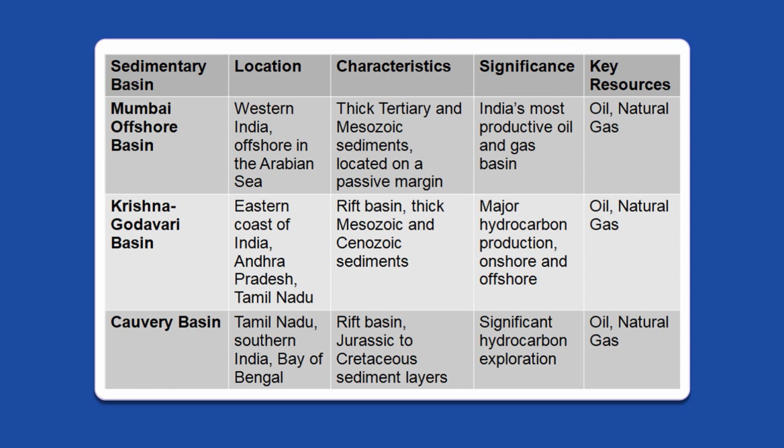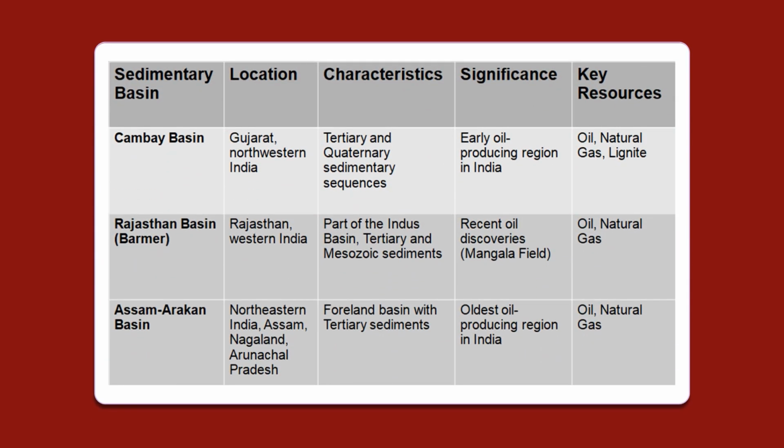Kaveri basin is located in Tamil Nadu, southern India, Bay of Bengal, and its characteristic is that it is a rift basin and has Jurassic to Cretaceous sediment layers, and it is a significant hydrocarbon exploration area. Cambay basin is in Gujarat, northwestern part of India, and it has Tertiary and Quaternary sedimentary sequences, and it is one of the early oil-producing regions in India. Then Rajasthan basin, located in Rajasthan, western India, it is part of the Indus basin, has Tertiary and Mesozoic sediments, and has recent oil discoveries.